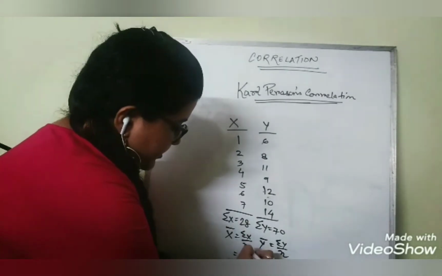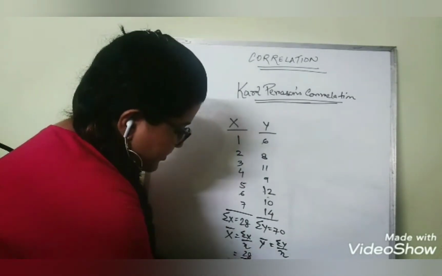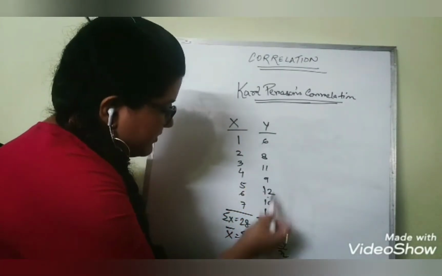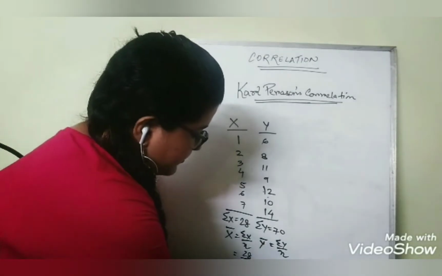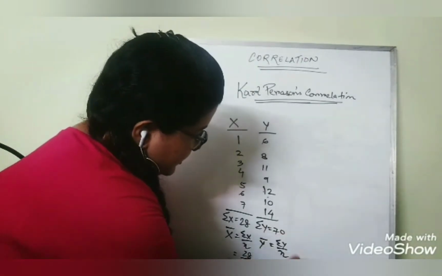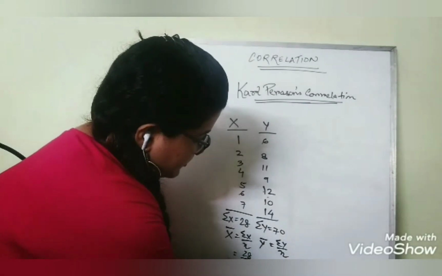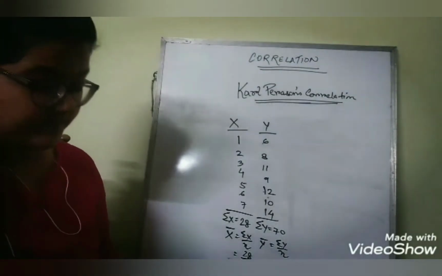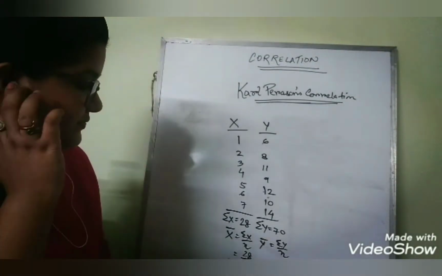So 28 divided by 7, which is 4. And here also 1, 2, 3, 4, 5, 6, 7. So 7 observations. So your n is going to be 7, which is the same. And this is going to be summation y is 70. So 70 by 7, which is 10. So your x bar is 4 and your y bar is 10. Clear? So now we have to find.